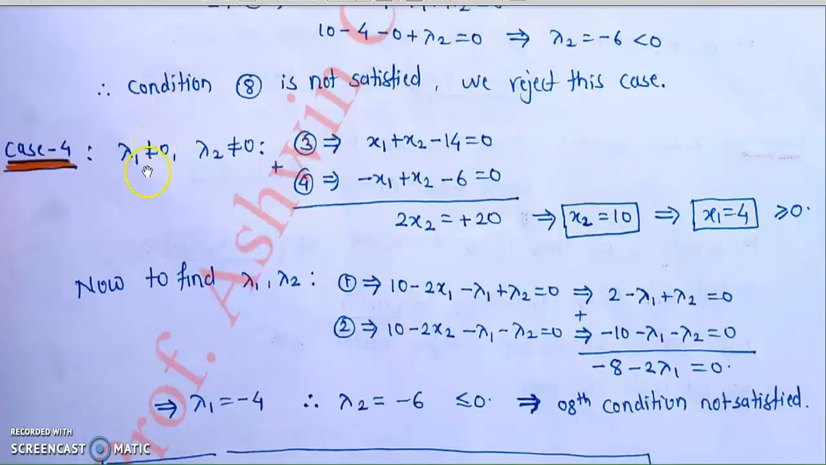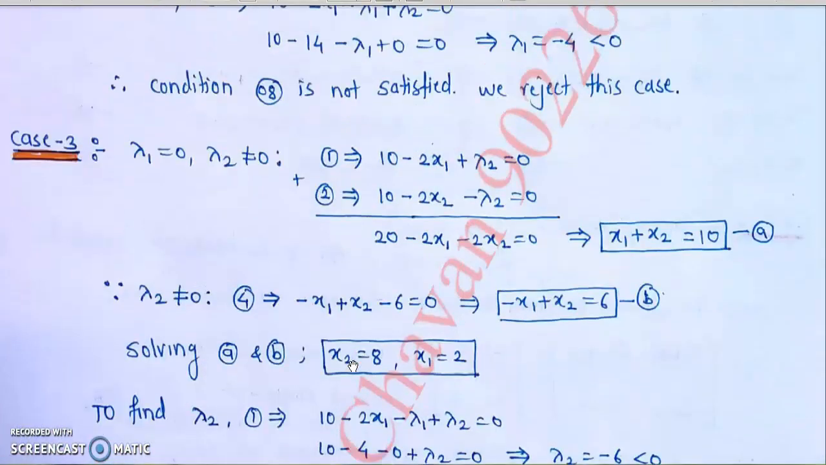But still we have seen here that lambda 1 and lambda 2 are non-zero, so obviously we have to find them. Once we have the x1 and x2 values, equations 1 and 2 give us two equations in lambda 1 and lambda 2. If we solve them simultaneously, we get lambda 1 as minus 4 and lambda 2 as minus 6. Since both lambdas are negative, the eighth condition is not satisfied. So we reject the fourth case also.